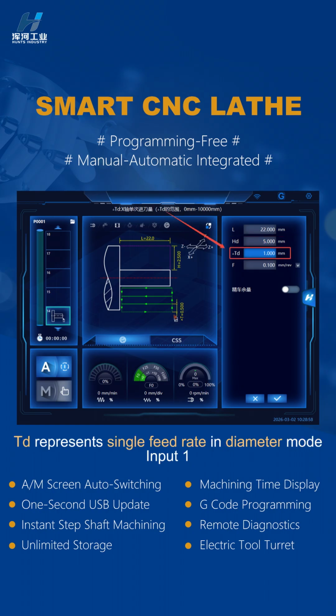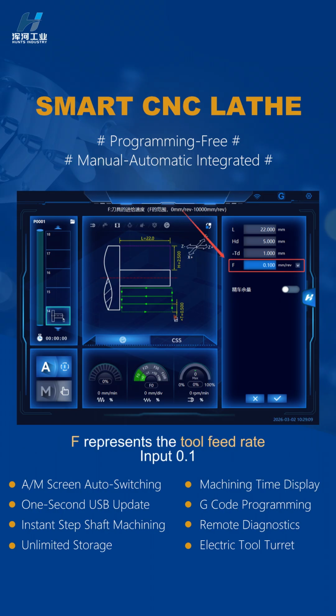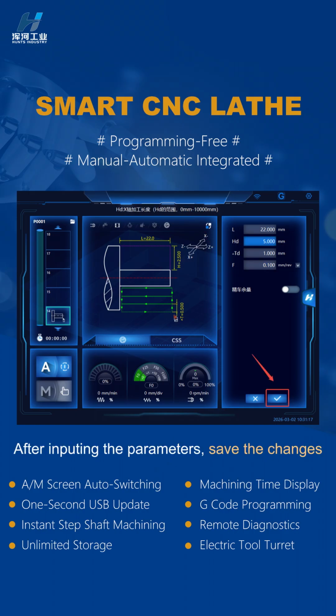Input 5. TD represents single feed rate in diameter mode. Input 1. F represents the tool feed rate. Input 0.1. After inputting the parameters, save the changes.